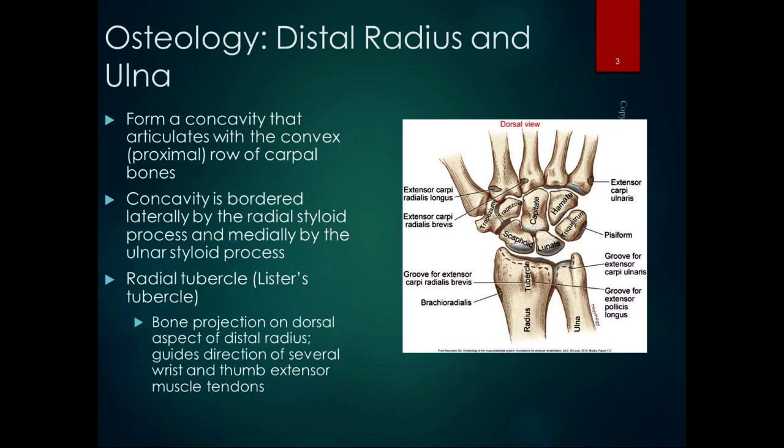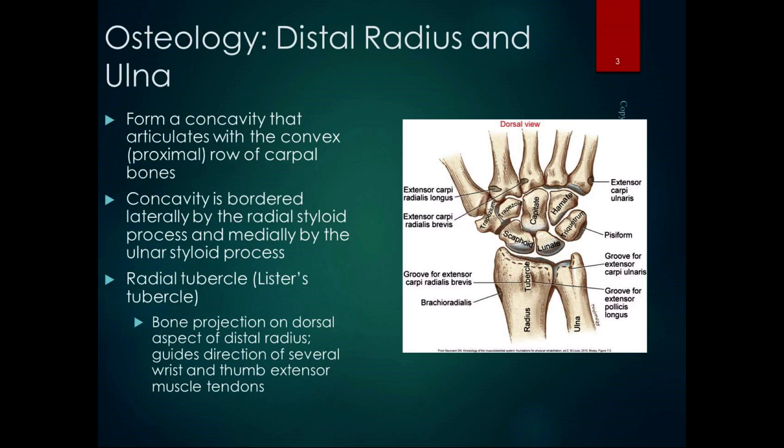The radius and ulna together form a concavity that articulates with the convex proximal row of carpal bones. The concavity is bordered laterally by the radial styloid process and medially by the ulnar styloid process.